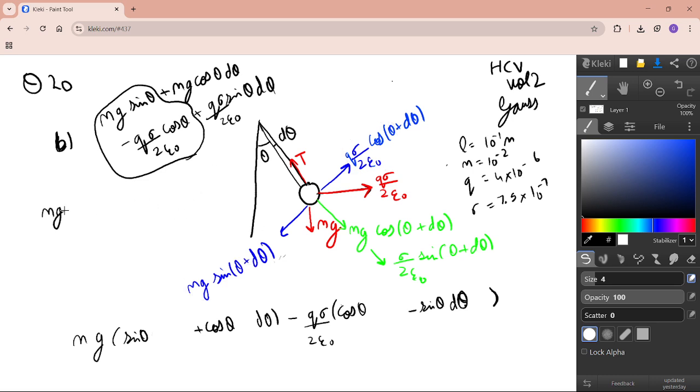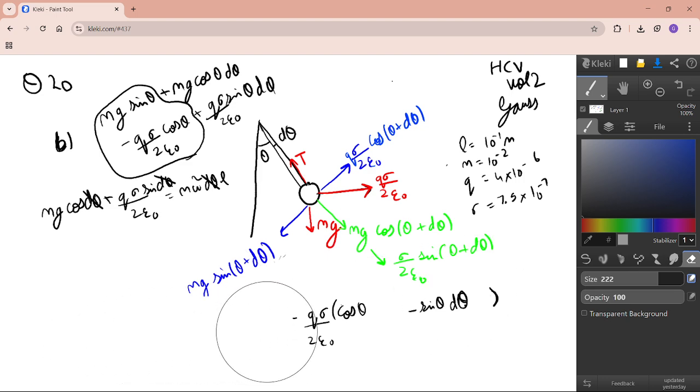It becomes mg cos theta d theta plus q sigma sine theta d theta by 2 epsilon naught equals m omega square L d theta. Yeah, we are using d theta since we are having small oscillations around this equilibrium with the amplitudes being very small. This d theta gets cut, of course.